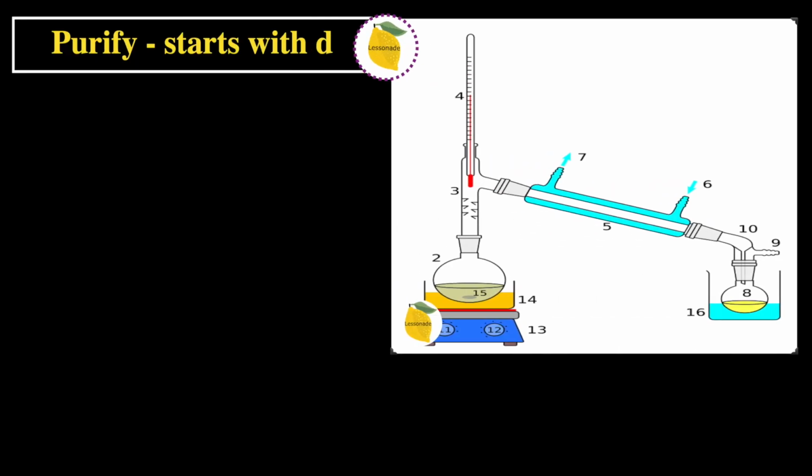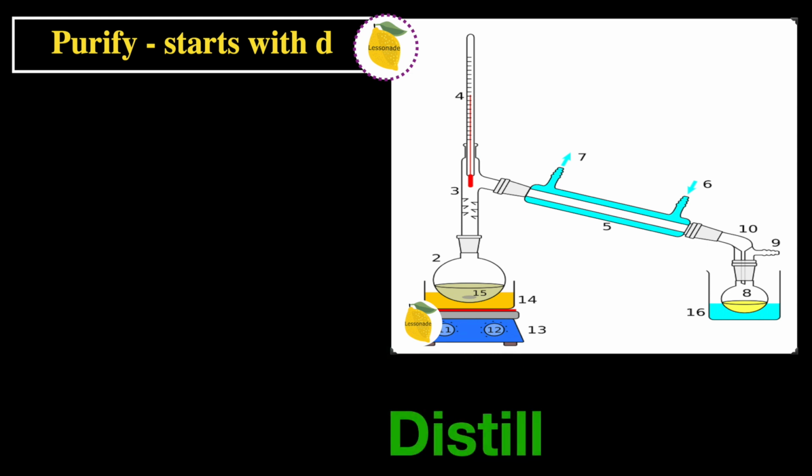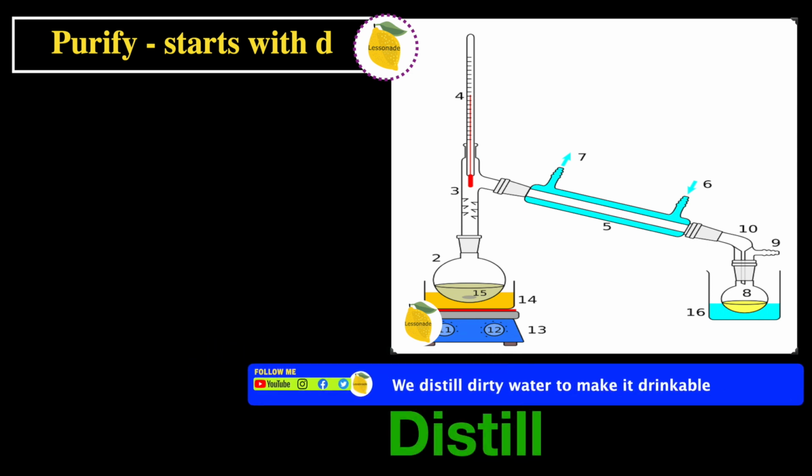Purify starts with D. In this picture, we can see the procedure of water getting purified. So the word will be distill. And the sentence for this word is, we distill dirty water to make it drinkable.